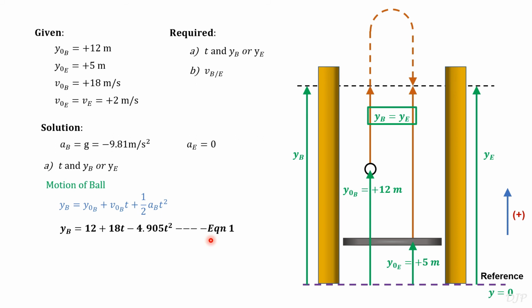Next, we will proceed with the motion of the elevator, and this time we will use the first kinematic equation because the elevator is under uniform rectilinear motion, or a motion with constant velocity. By substitution of known values, we will also get the equation of final position of the elevator in terms of variable t. And we will set this as our second equation.